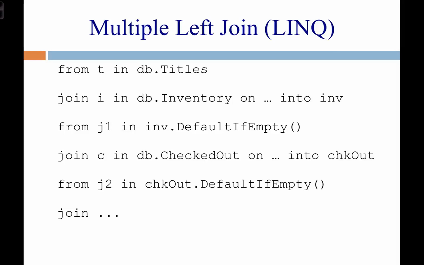LeftJoins are a little unfortunate in LINQ, but they're the worst part of LINQ. Everything else looks great in LINQ and works great in LINQ. Once you understand this pattern, though, it's fine.